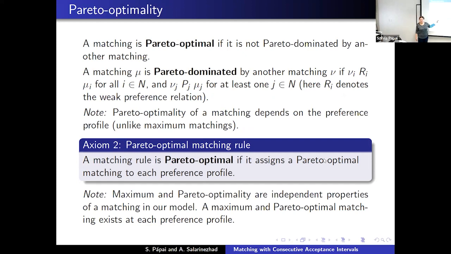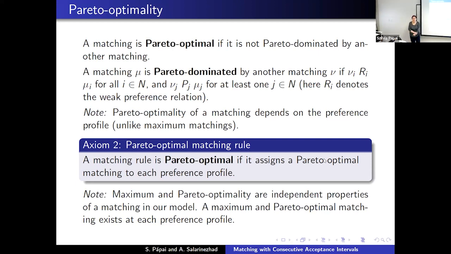The next one is Pareto-optimality. I don't know if everyone is familiar with this. So we say that a matching or any outcome is Pareto dominated if there is another outcome which doesn't harm any of the agents and makes at least one agent better off. And if the matching is not Pareto dominated, then it's Pareto-optimal. And so we are interested here in matching rules which are Pareto-optimal in the sense that they assign a Pareto-optimal matching to each preference profile.